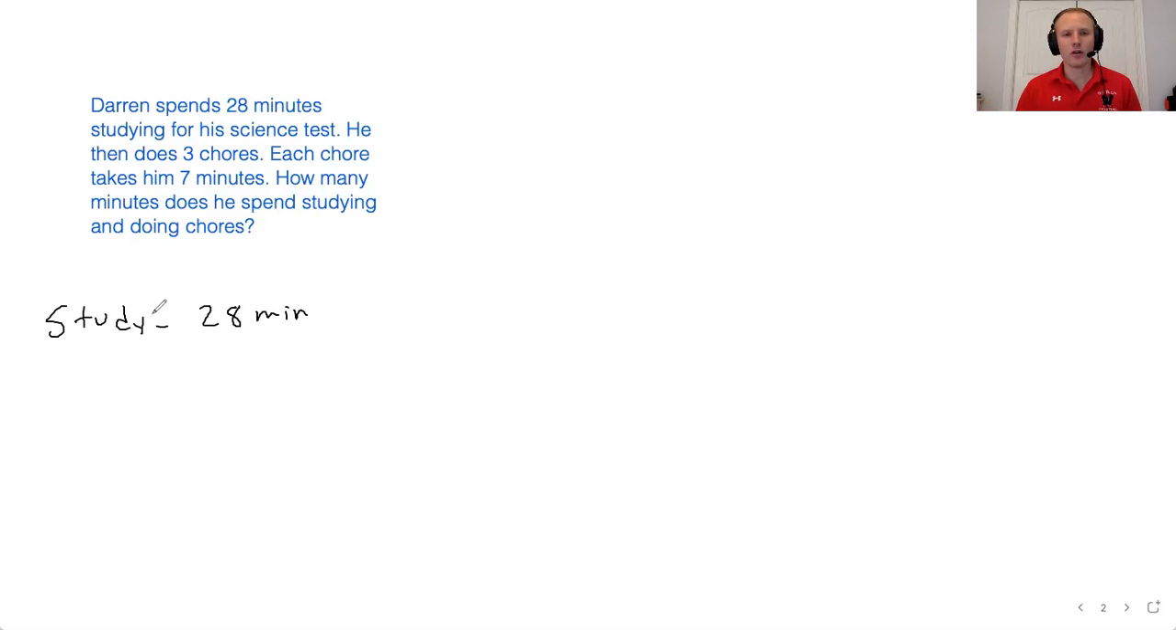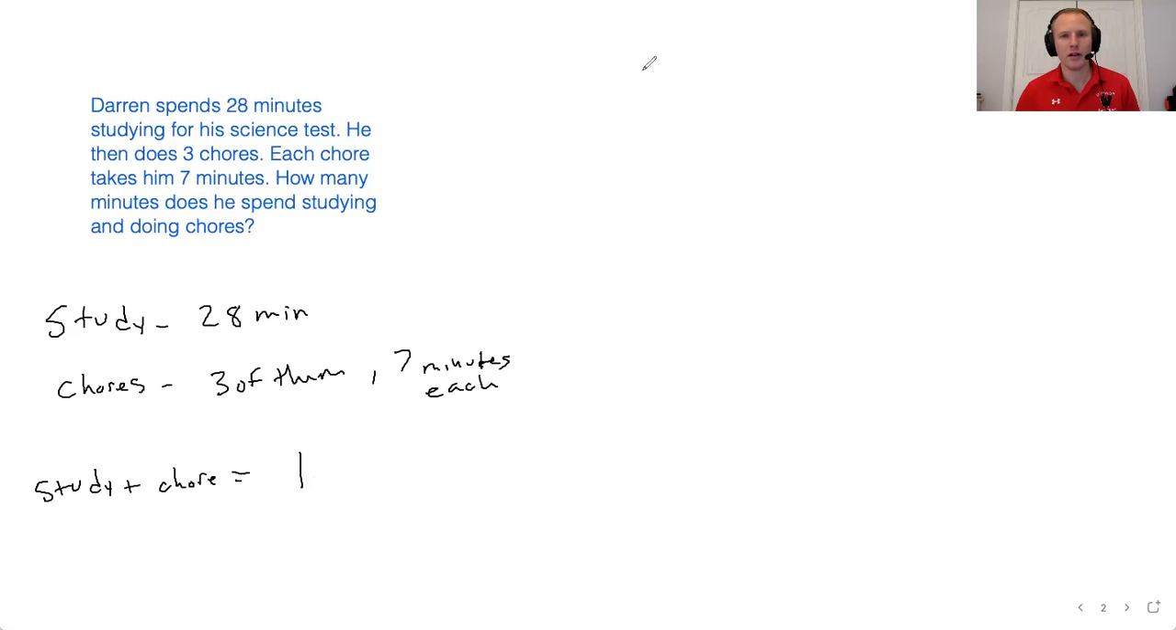He then does 3 chores. Okay, chores. 3 of them. Each chore takes 7 minutes. 7 minutes each. I'm trying to write small, so I save myself room on the right side over here. How many minutes does he spend studying and doing chores? So study plus chore equals T. We'll make it a random variable there.